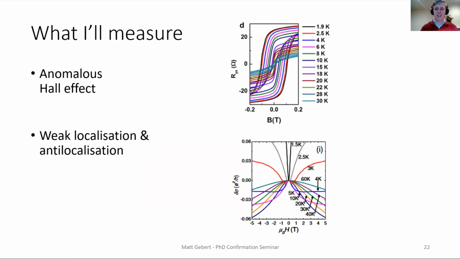So the way I'll go about measuring and checking if we have the interaction we're looking for: we can observe the anomalous Hall effect to check if we've got magnetic interaction between the topological insulator and our ferromagnetic insulator surface on top. And secondly, we can observe this coupling through weak localization or anti-localisation measurements and see what that coupling really is.